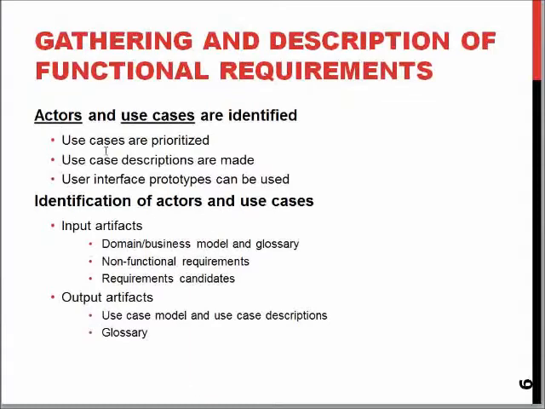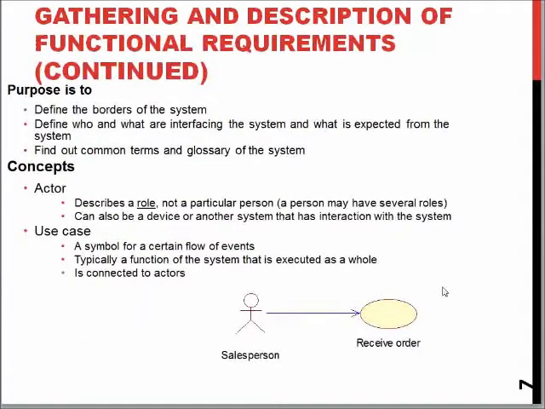When we have the basic use cases set, we prioritize them, write their descriptions, and, for example, for user interface, create prototypes, so we have more or less identified the interface we are going to build, the actors or users that are going to use the system, and how the system is used. So, for the identification of actors and use cases, of course, we can use the domain and business model we just created, the requirements, and all the other things we need to know about the system.